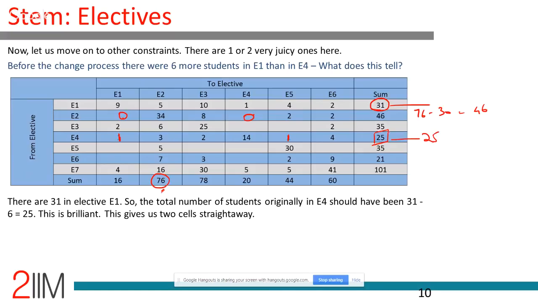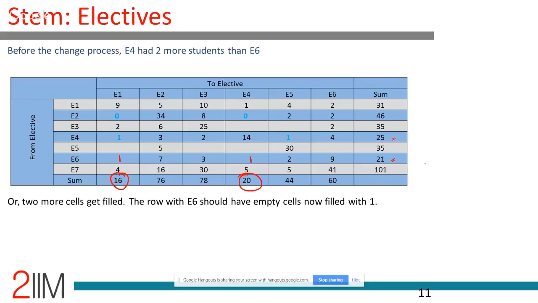And E4 had 2 more than E6 originally, so E6 should go to 23. That means this is 1, this is 1. So we've got 6 out of the 12 cells already in our bag. And wonderful, this total goes to 21. This total is at 18. And the rest we can add layers onto this, find the totals and stick them in, and dot the i's and cross the t's. But you've got 6 cells so far, and super.